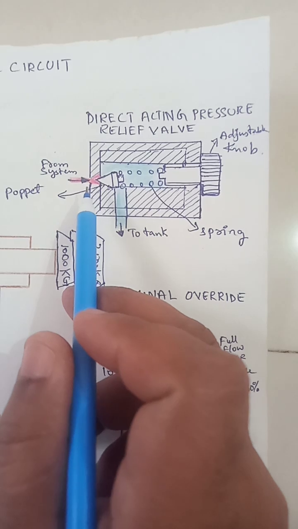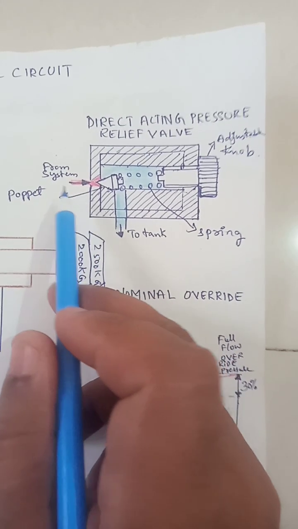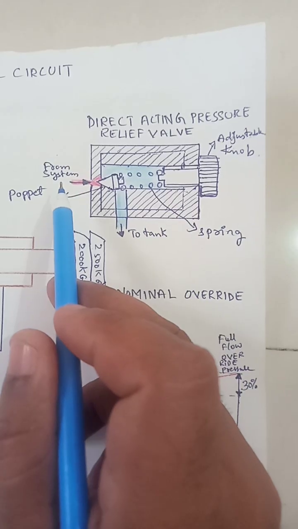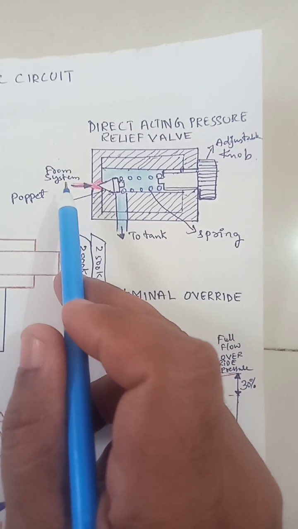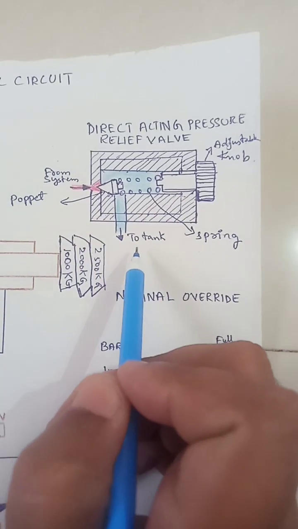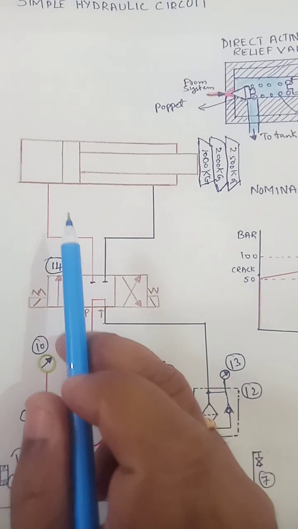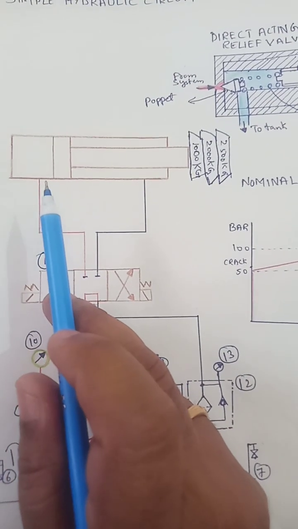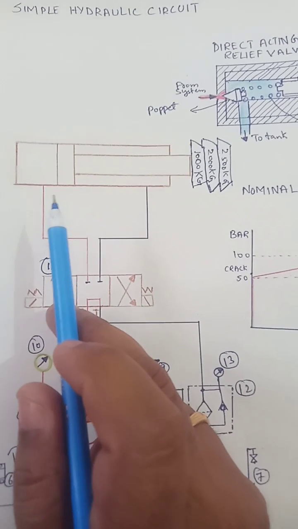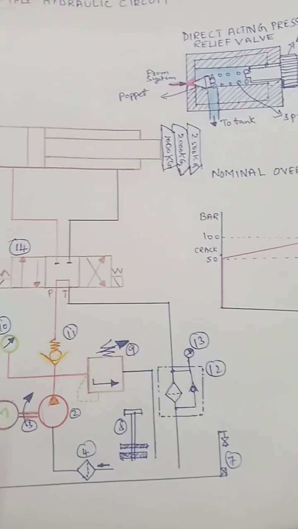What happens when the relief valve is set for 50 bar and the system pressure increases above 50 bar? The flow starts to flow from system to tank. You can see the decrease in pressure by visualizing the speed of the cylinder. The speed of the cylinder will be decreased when the relief valve is crack opened.